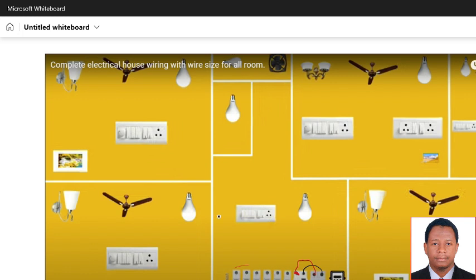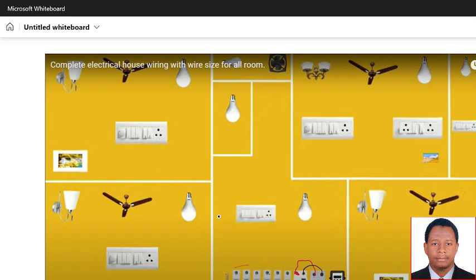Now, how many single circuit breakers do we have here? 1, 2, 3, 4, 5. We have 6. Each one of these 6 is going to control a part of the house. This one will control this room. This one will control this room. This one will control here. This one will control here. This one will control here.